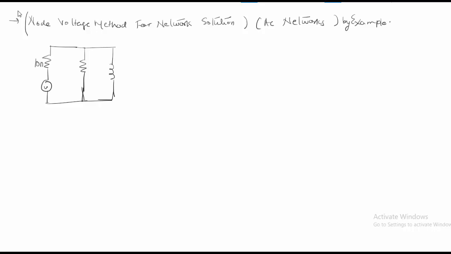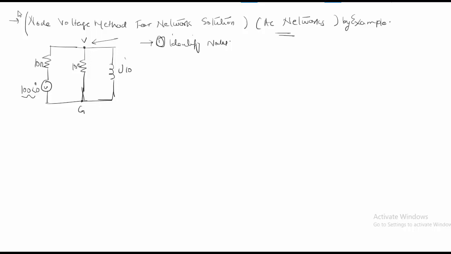So there are two resistors and an inductor, and the voltage source is 100 volts, and I am finding out one node here. So step one is identifying the nodes. In this step I have identified one node here, and the second node is a ground node. This is a simple example to demonstrate the solution in AC networks.